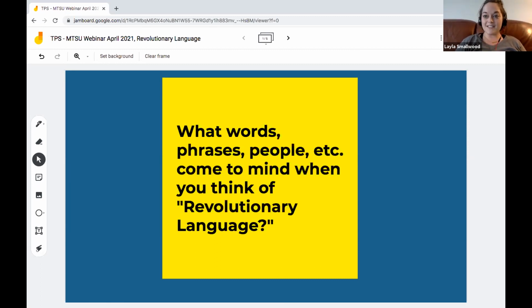So we have a lot of these different pieces that we think of, and we can really connect to that American Revolution, right? Franklin, good. So what phrases come to mind? What ideas come to mind when you think of revolutionary language?